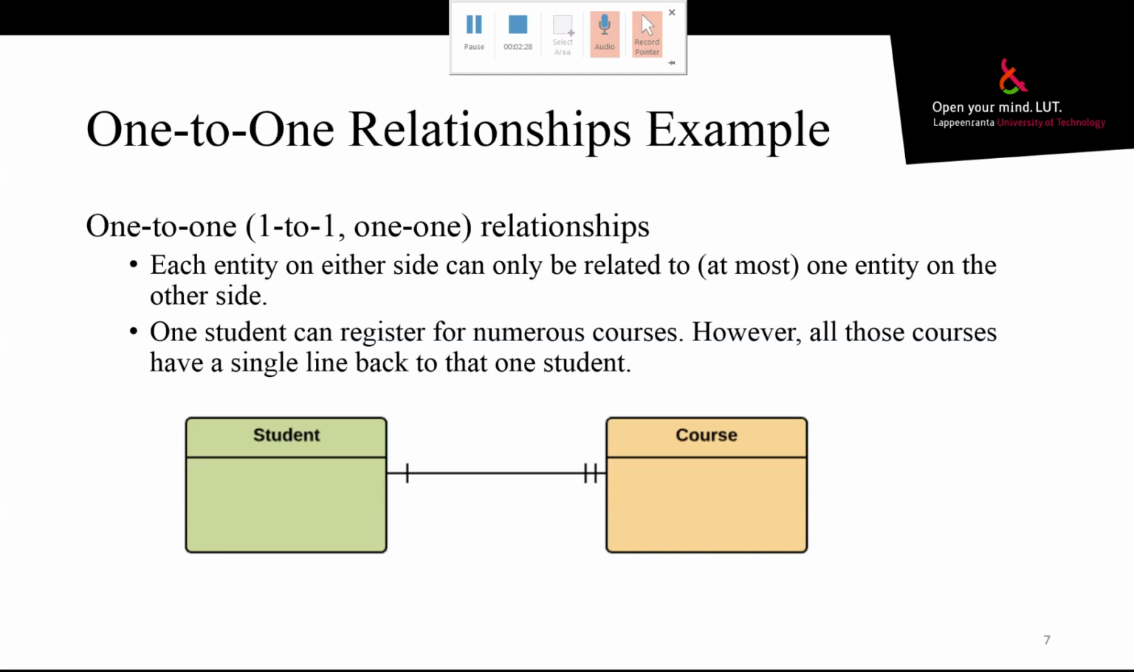Another example of that is to show that students can register for so many courses, but the course can only have one particular student, so we don't have duplicate students. So there can only just be one course for one student. So when you relate that between a student and a course, a student can register for one course, and the one course can be related just to a particular student.